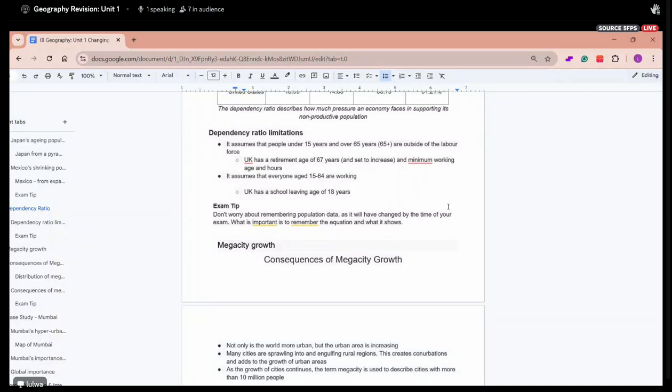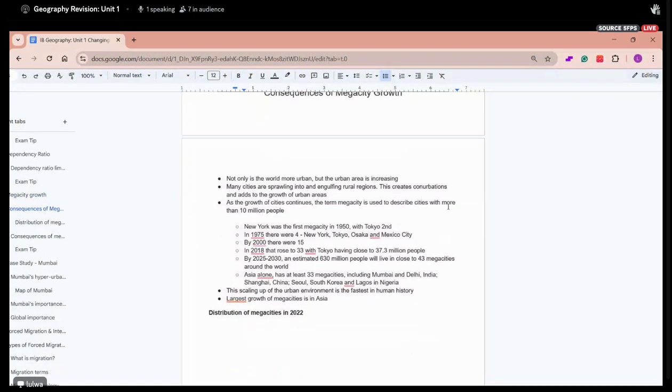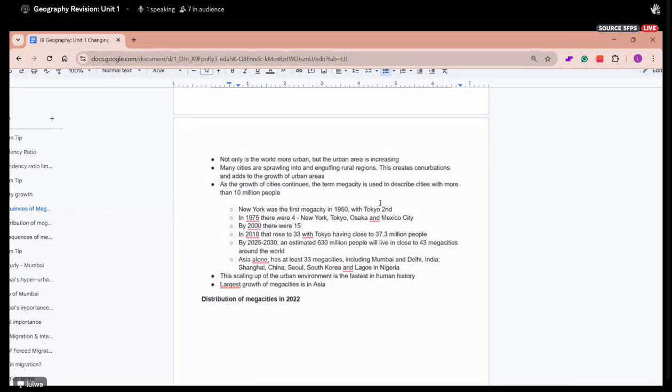Okay, let's move to megacity growth. So, megacities are cities with a population of over 10 million people. The consequences of megacity growth is many cities are sprawling into it, and as you can see, there are many around the world.